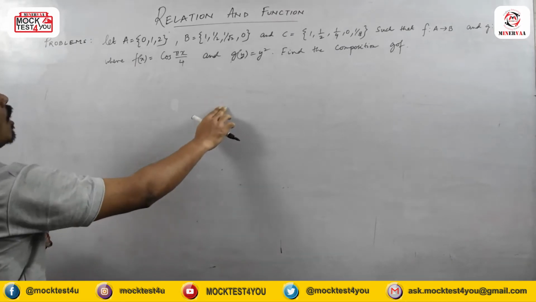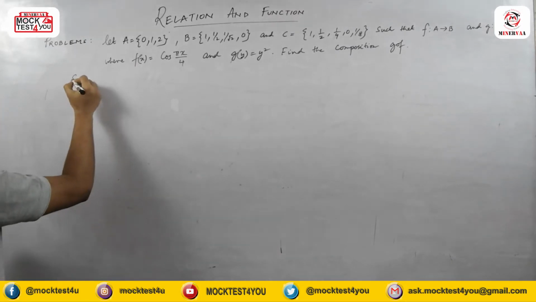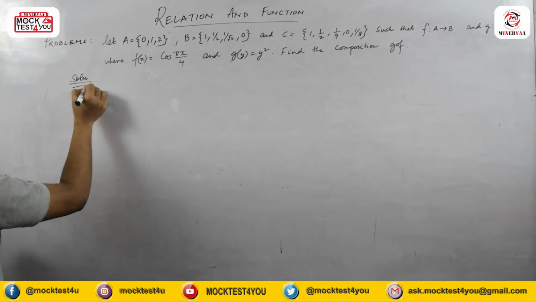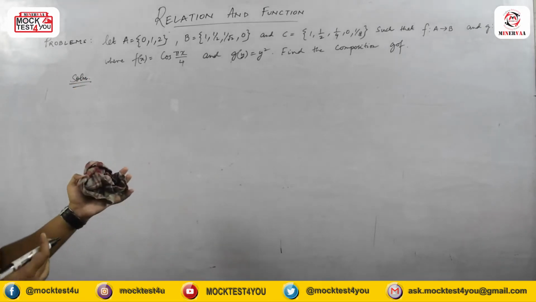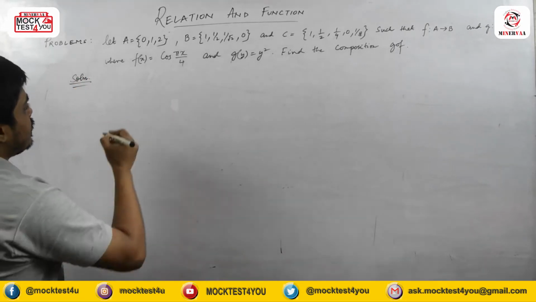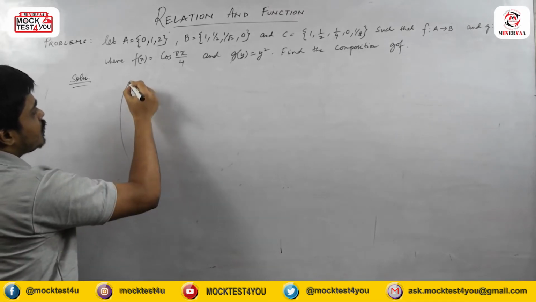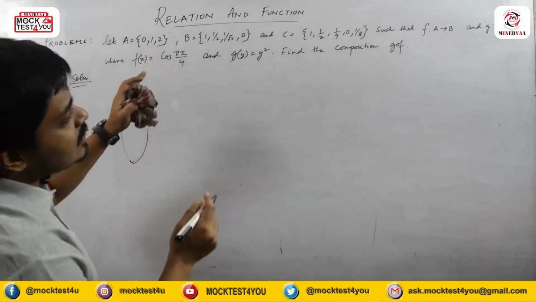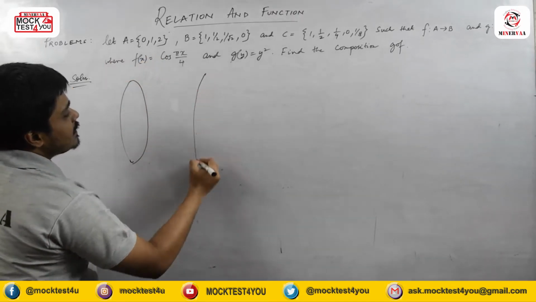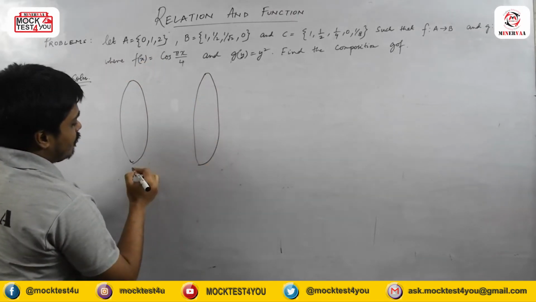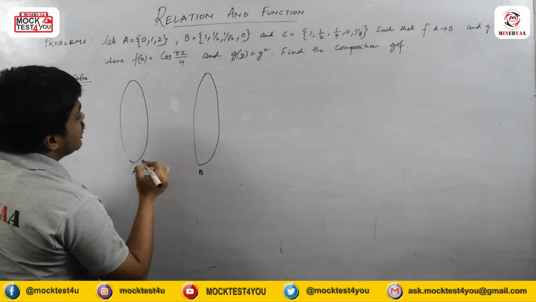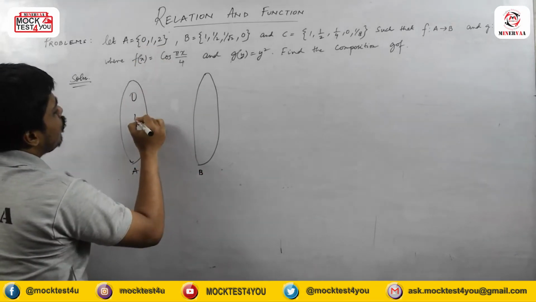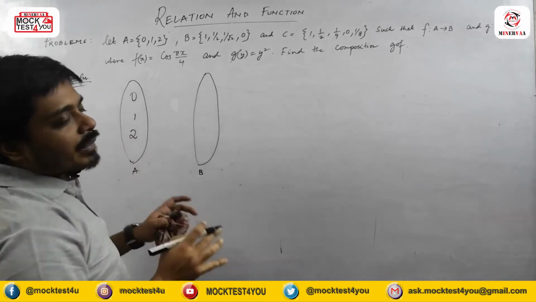Okay, so how should we start this question? First thing I will do is try to draw the arrow diagram of the function f and the function g. For function f, I write the elements here. It is from A to B, right? So I will write A here and B here. The elements of A are 0, 1, 2, and what will be the elements of B?